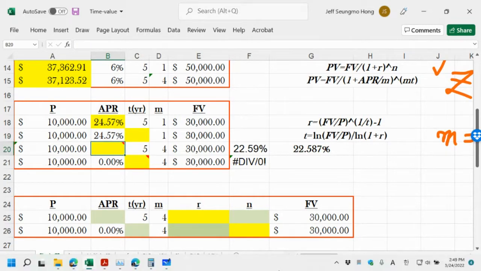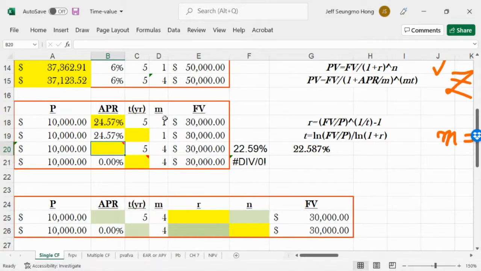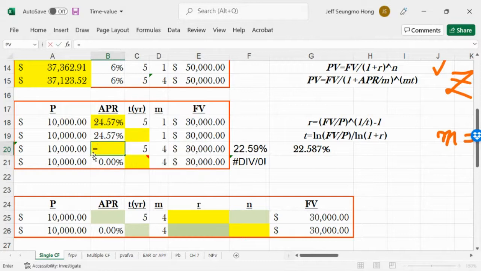Now, let's think about row 20. It's the same scenario. You want to grow your 10K into 30K in 5 years. But this time, compounding is quarterly. You see, M is 4. It's quarterly compounding. So we'll just need to make an adjustment.